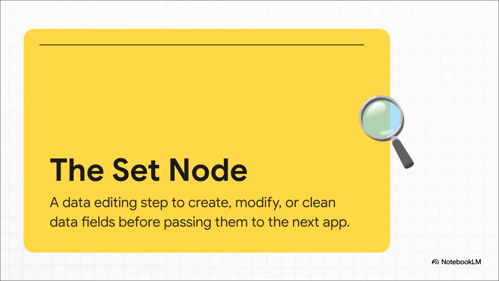Real quick, I want to highlight that set node from the pipeline we just looked at. The set node is basically like your personal data cleaner or editor. Let's say your web form captures first name and last name separately, but your Google Sheet just has one single column for full name. Well, you just use the set node to cleanly combine those 2 fields together before passing them along to Google Sheets. It just ensures the data is in absolute perfect shape for the very next app in the chain.